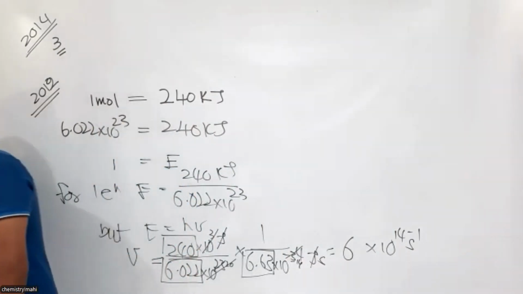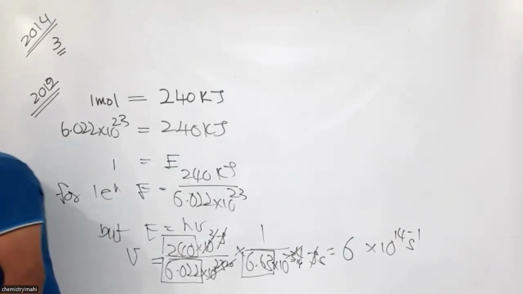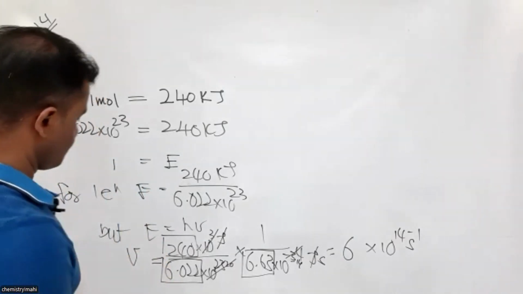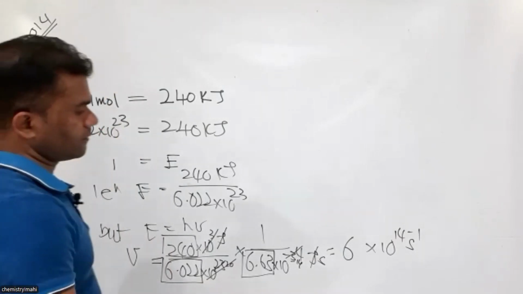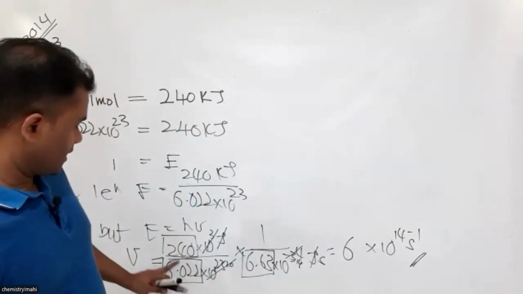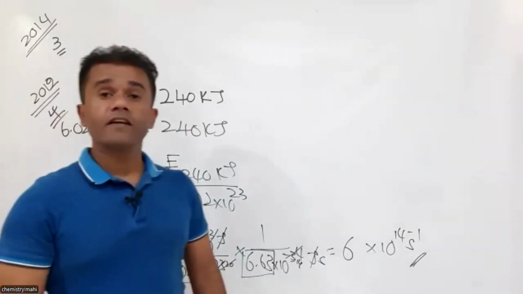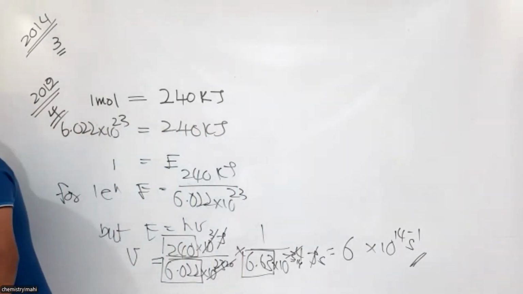Now, go to the answers. Do we have 6 × 10^14? Yes, exactly. We have the fourth answer. 2014, first question, fourth answer. Can you see that one? Do not take all these decimal places and then do simplification. It's definitely a very bad idea.